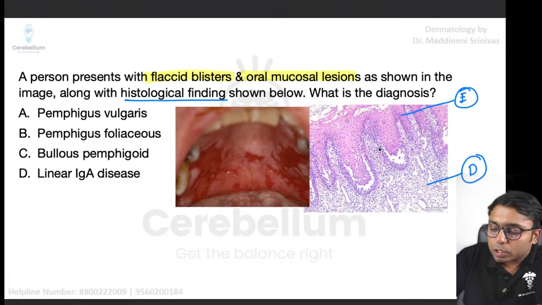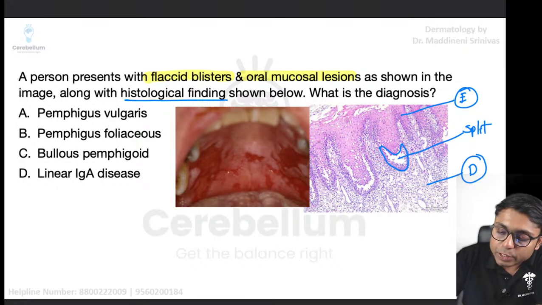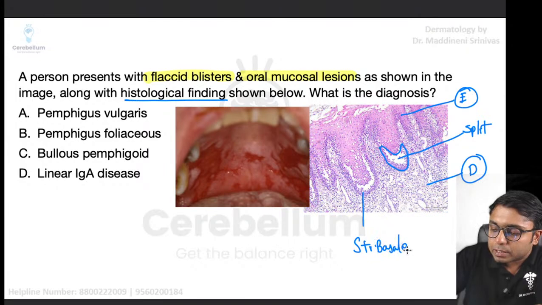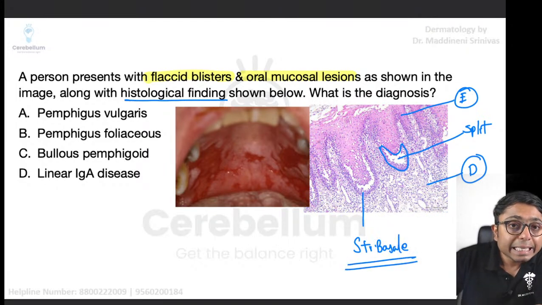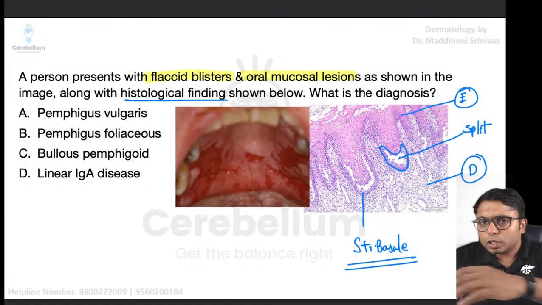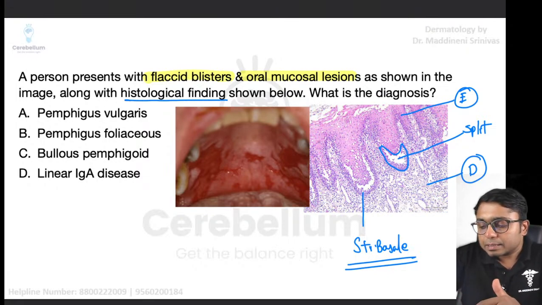Here you are able to see there is a split. Are you able to see this split? This is the split. And in this, you are also able to see the stratum basal cells, which are the deepest layer of the cells in the epidermis.